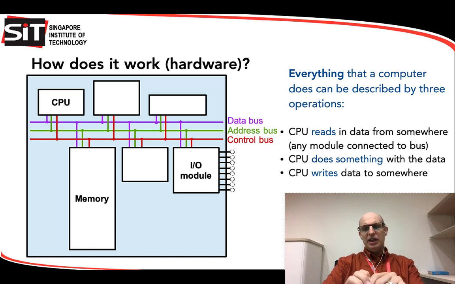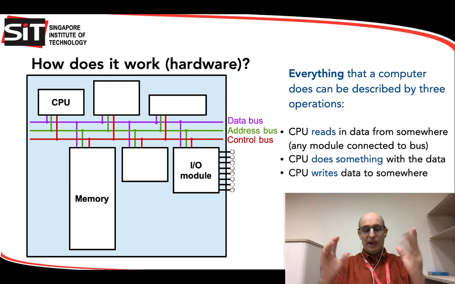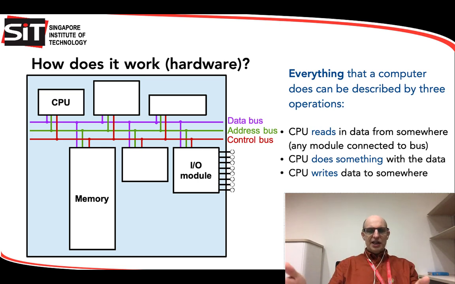Well, the first thing we need to know is that everything inside a computer, or everything inside a microprocessor or microcontroller, these are words I use interchangeably most of the time, everything can be described by three operations. Computers read in data from somewhere. It could be any module connected to a bus or any peripheral. The processor does something with that data, and then the processor writes that data to somewhere.